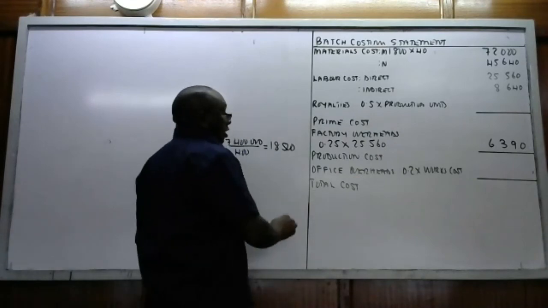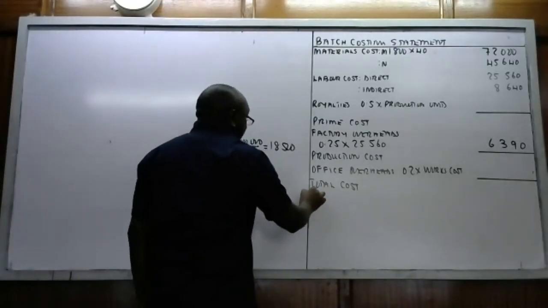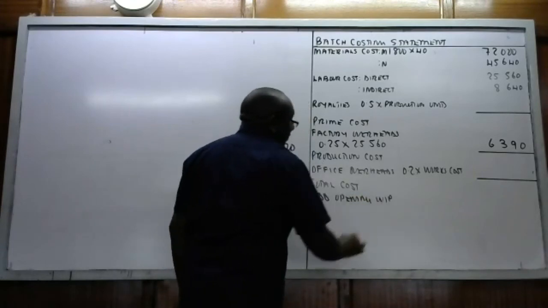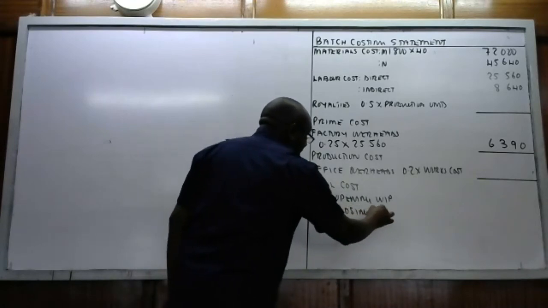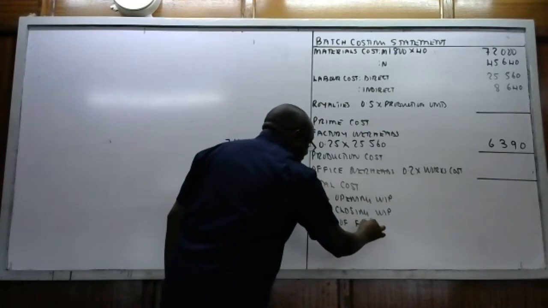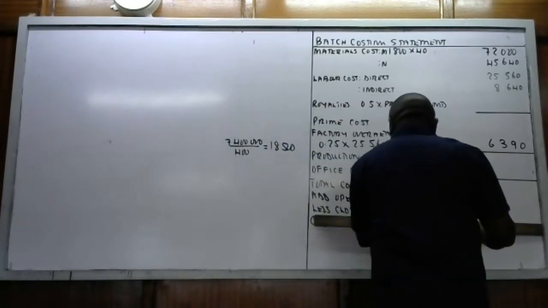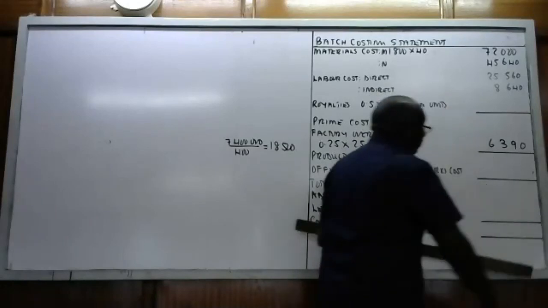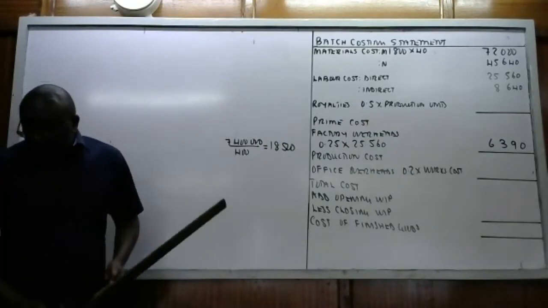After you get total costs, if there was any opening work in progress, you add opening work in progress, less closing work in progress, so that you get cost of finished goods. So once we have figures, this is how we proceed. And this one is closed off first.